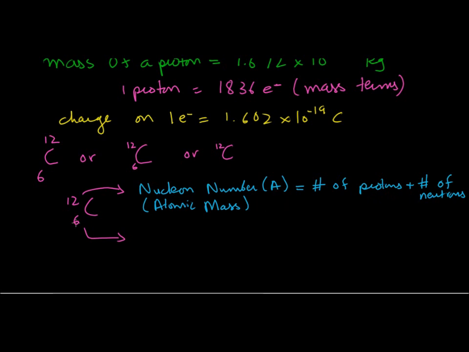ये जो number 6 है, this is known as the atomic number. Okay, और इसको हम represent करते हैं by a Z, and this is simply the number of electrons. Right?